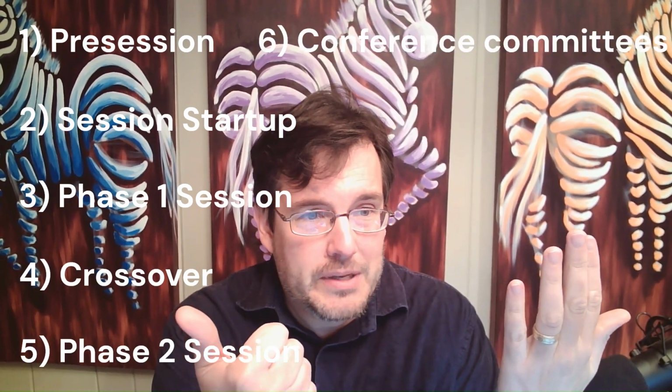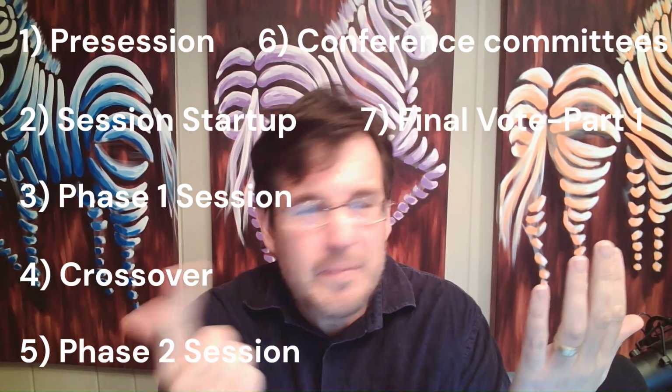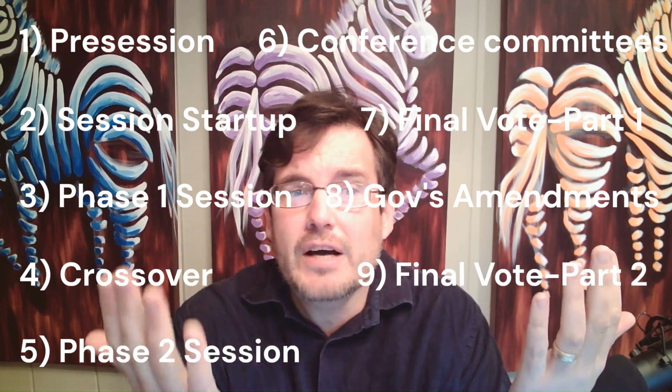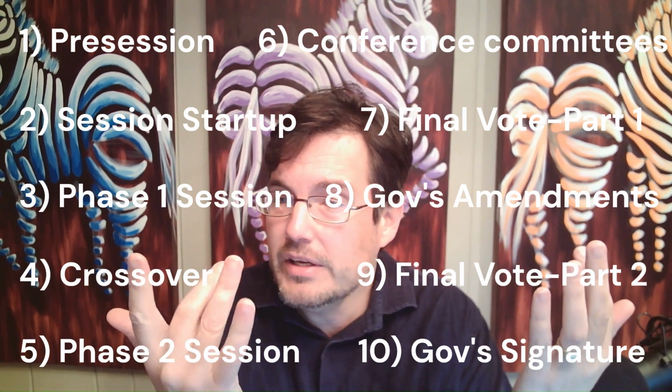Yes, I said 10. First is pre-session, then session startup, then phase 1 session, then crossover, then phase 2 session, then conference committees, final votes, closed door negotiations, then final vote part 1, then governor's amendments, then final vote part 2, then governor's signature. 1, 2, 3, 4, 5, 6, 7, 8, 9, 10.